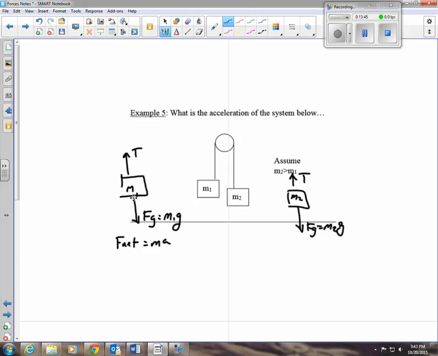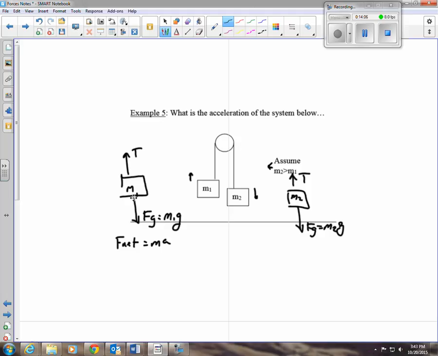Now I look at this, and I know they're in opposite directions, so I'm going to subtract. So I'm going to do M1G minus T, or T minus M1G. And that's why I put this in here, okay? Assume M2 is bigger than M1. That means M2 is a heavier mass. It's going to fall. So I know the direction for this one's going to be this way. The direction for that one's going to be up.